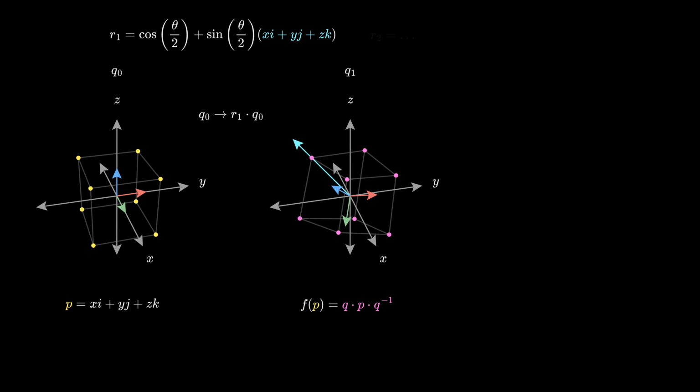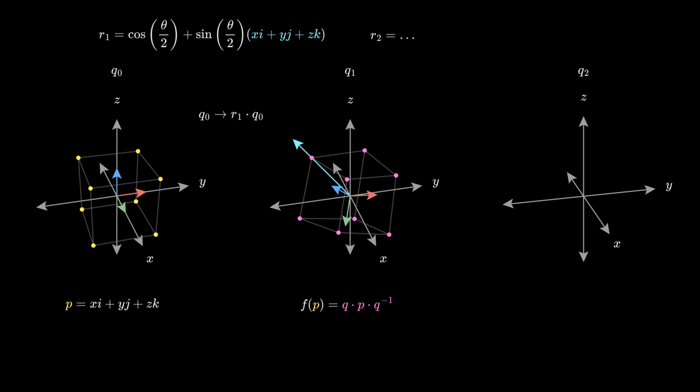For example, let's say we have another rotation that describes a quarter of a rotation around the x-axis. We can apply this new rotation to the current orientation by multiplying by the rotation from the left. A quarter of a rotation is pi divided by 2 radians, and half of that is pi divided by 4. So the second rotation is the cosine of pi fourths plus the sine of pi fourths times the axis of rotation, which, since we are rotating around the x-axis, will be 1i plus 0j plus 0k.